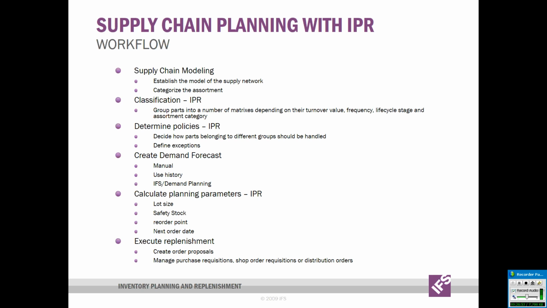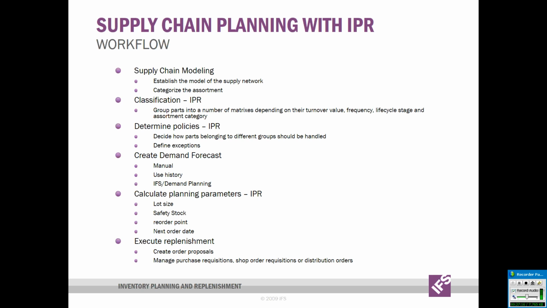So the workflow then would be: how are you going to categorize your different parts? Then you would group those parts so that you can set them up from A to B, or whatever they happen to be right now, to B. You create the demand forecast, you calculate planning parameters, and then you execute the replenishment.